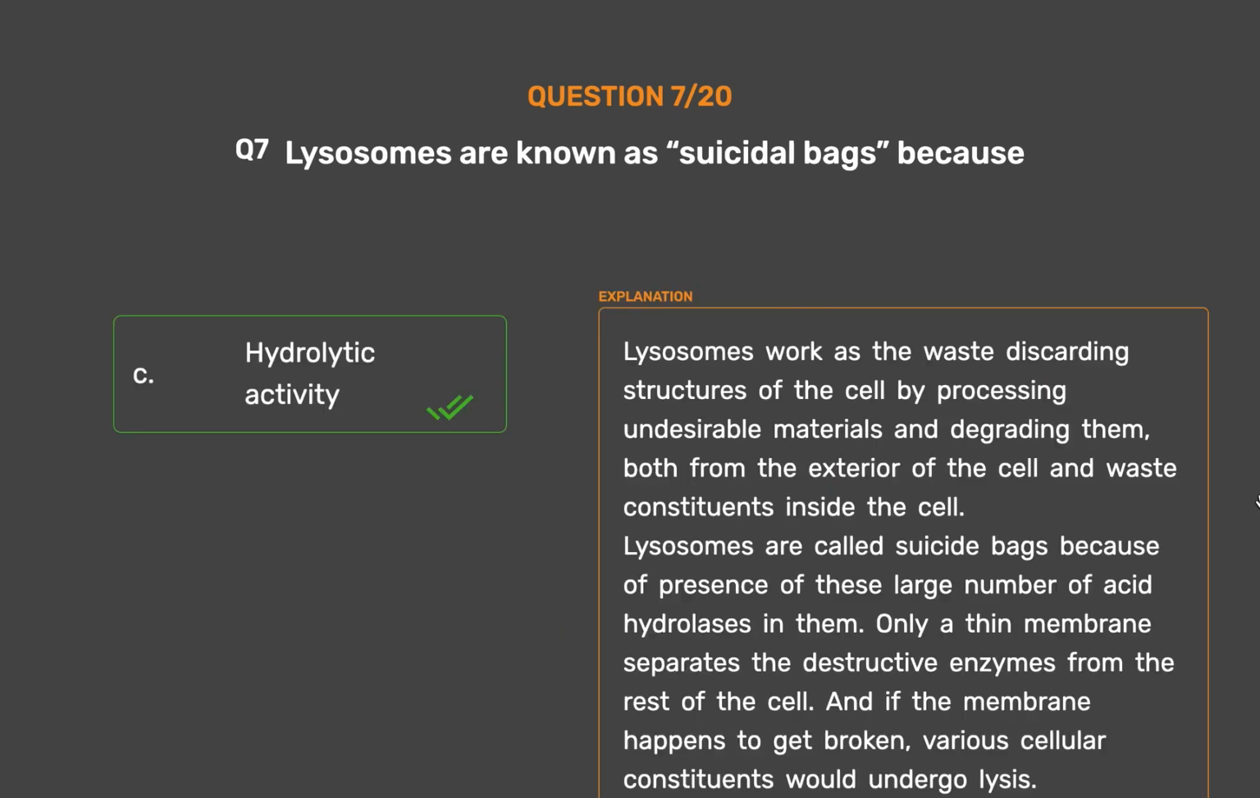Hydrolytic activity. Lysosomes work as the waste discarding structures of the cell by processing undesirable materials and degrading them, both from the exterior of the cell and waste constituents inside the cell. Lysosomes are called suicide bags because of the presence of a large number of acid hydrolases in them. Only a thin membrane separates the destructive enzymes from the rest of the cell, and if the membrane happens to get broken, various cellular constituents would undergo lysis.